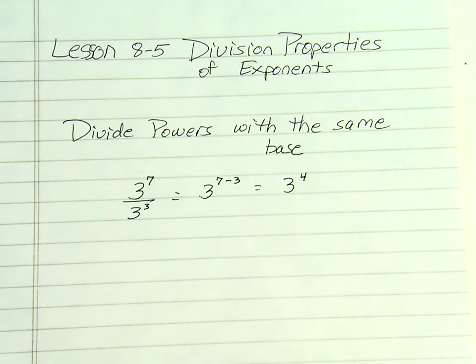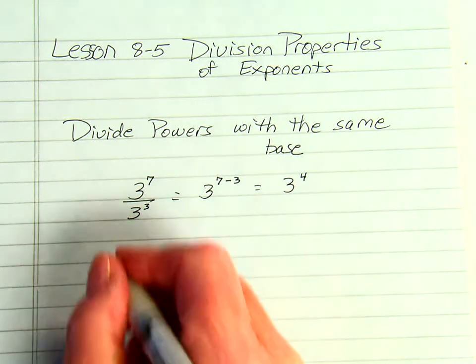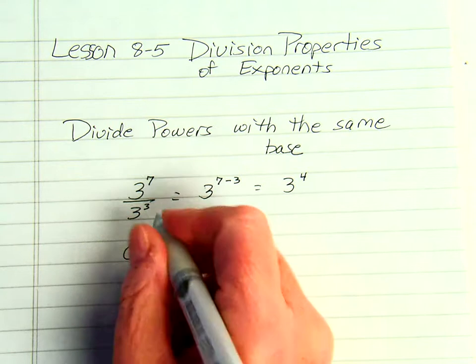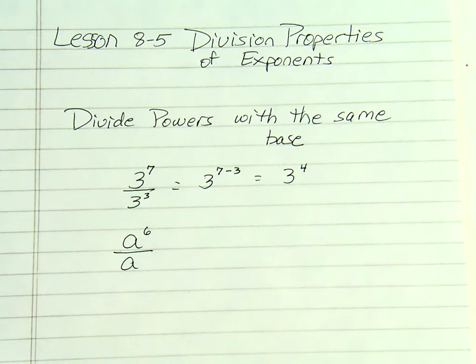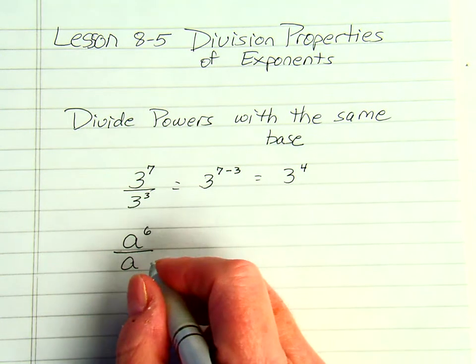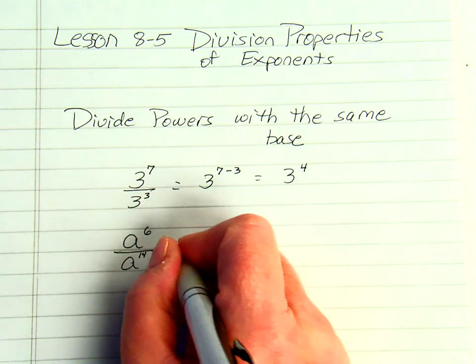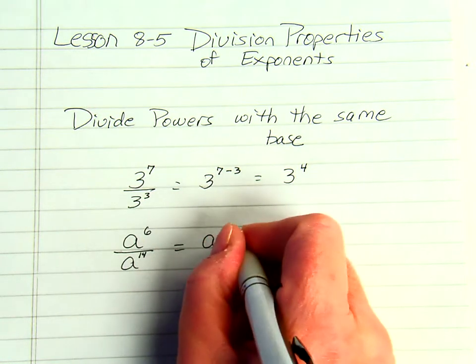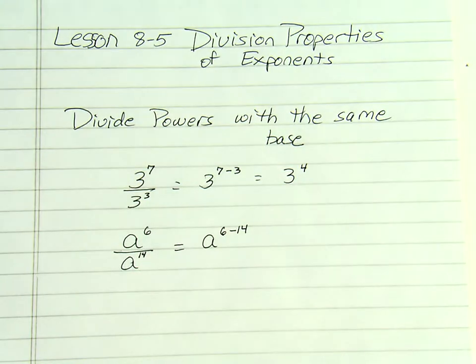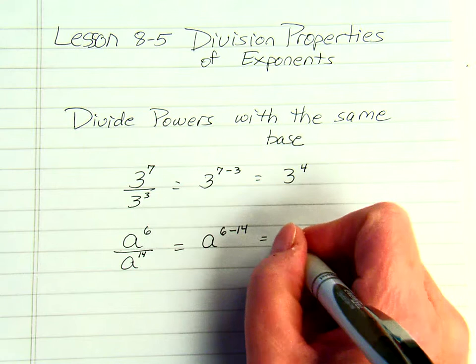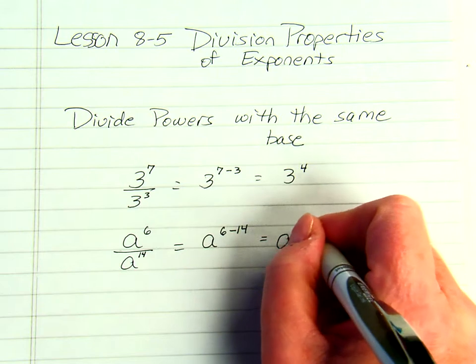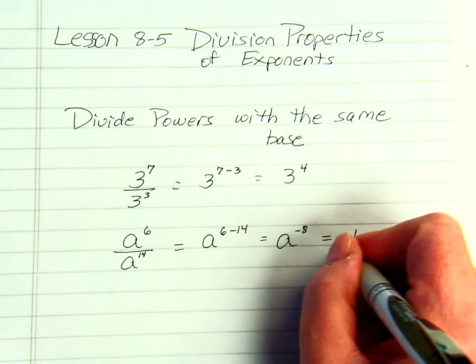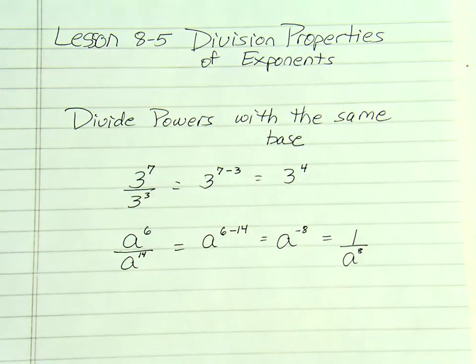Okay, and this works if we have, let's say, a to the 6th power being divided by a to the 14th power. This is going to equal a to the 6 minus 14. Notice that we will have a negative exponent, a to the negative 8, and that will equal 1 over a to the 8th power.